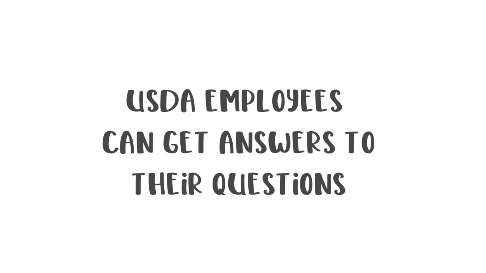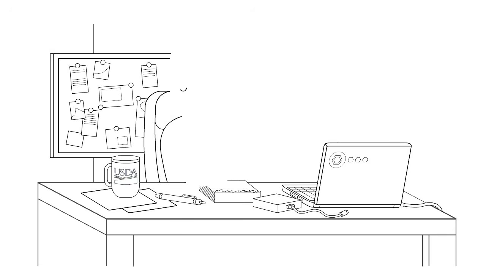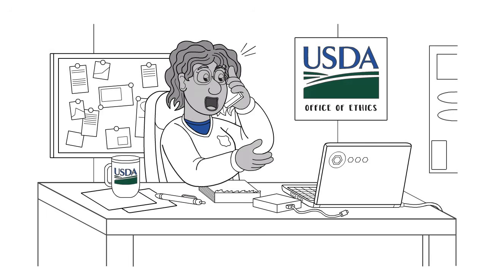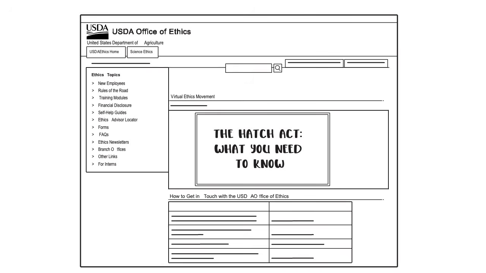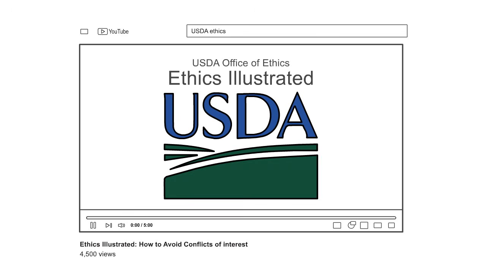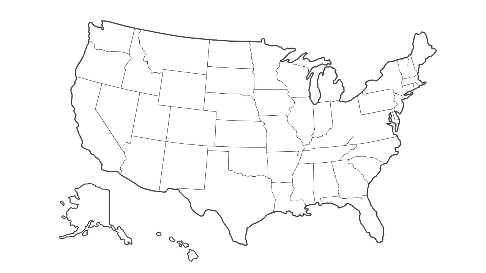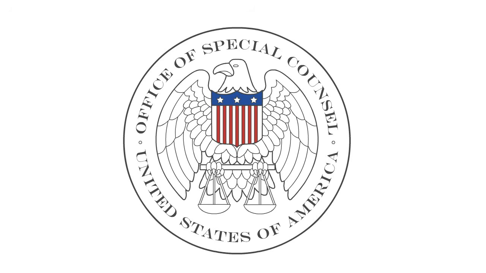You can contact the USDA Office of Ethics and speak to an advisor. Visit the ethics page of USDA's official website or view the Office of Ethics videos posted on USDA's official YouTube page. All federal employees who have questions about the Hatch Act can contact the U.S. Office of Special Counsel's Hatch Act Unit.